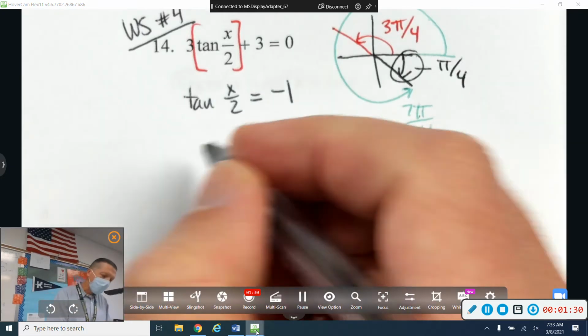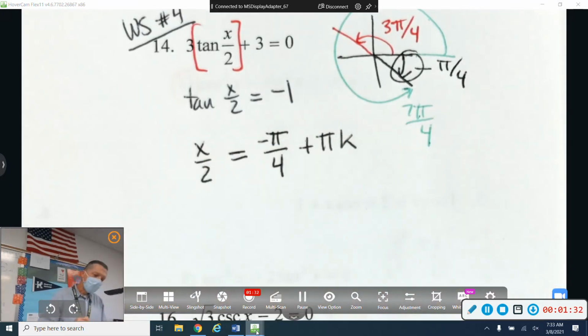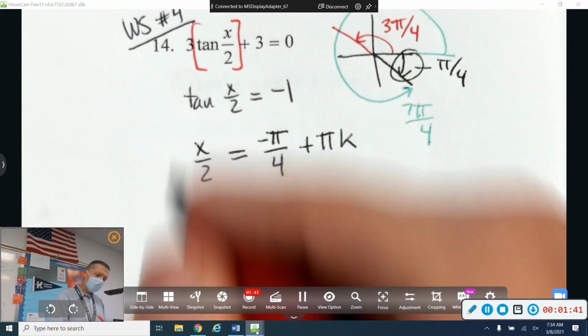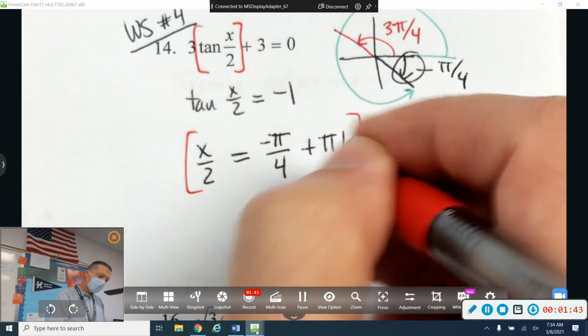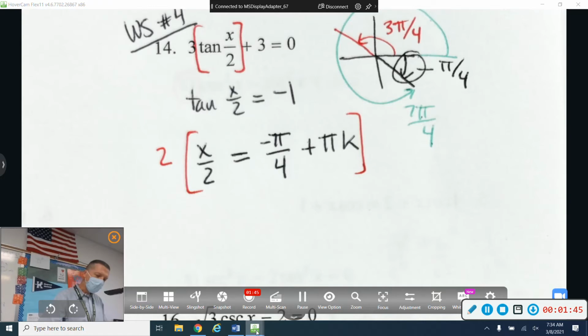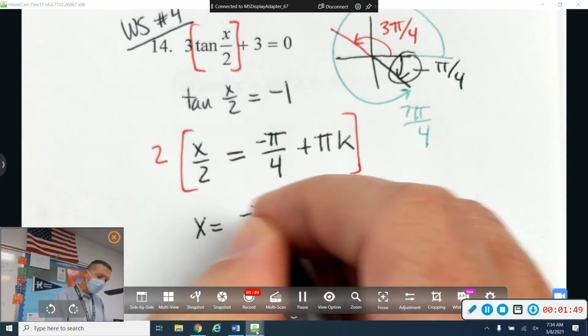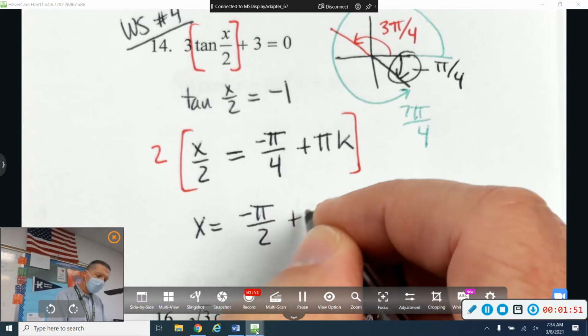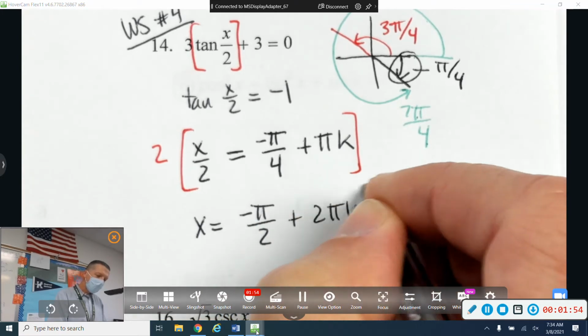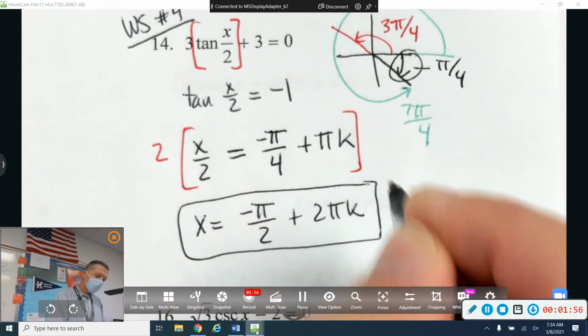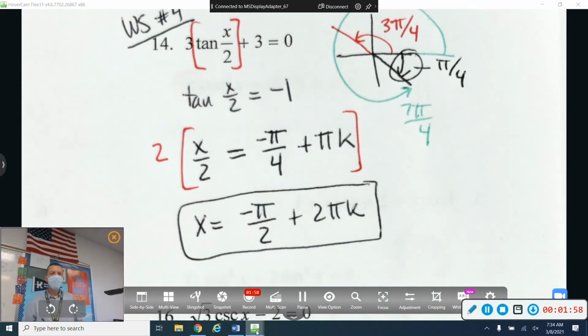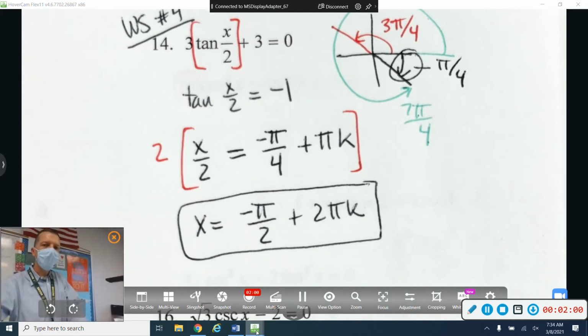So that's what I need x over 2 to equal. I need x over 2 to be negative pi over 4. So what do I need to do to get x by itself? Multiply everybody by 2. So x equals negative pi over 2 plus 2 pi k. And that would get all of the answers.